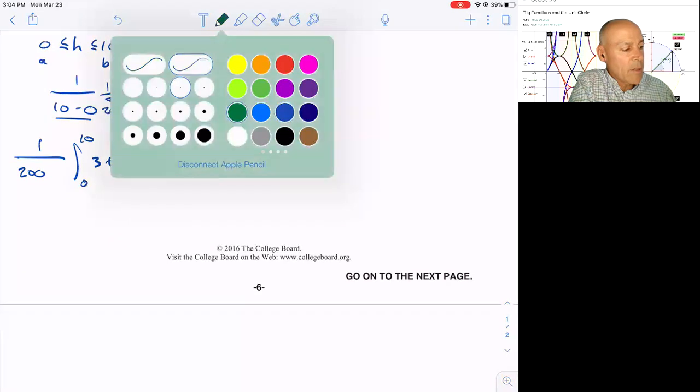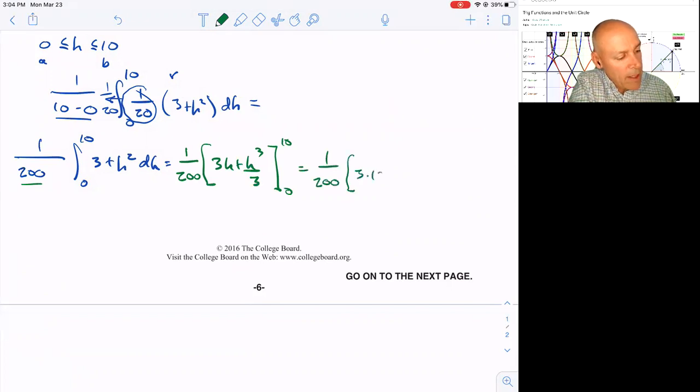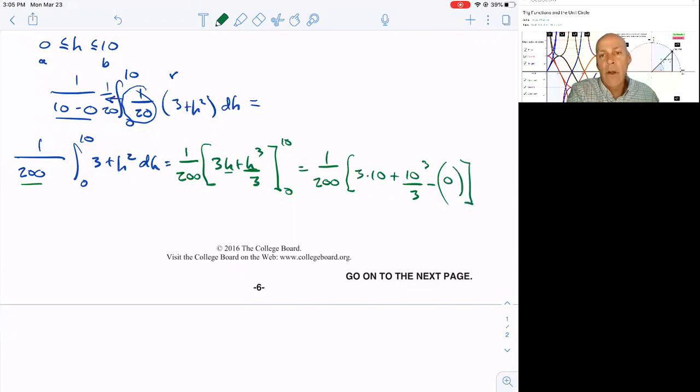And now FTC part 1. Got to integrate this. Let's not forget our constant. So I'm just going to keep carrying that along. Antiderivative is going to be 3h plus h to the third over 3. Our bounds along. Then plug in our upper bound. Still have our constant out here. Plug our upper bound in. 3 times 10 plus 10 cubed over 3 minus, plug our lower bound in. Since I've got an h there and an h there, that's just going to be 0. And that's my answer.